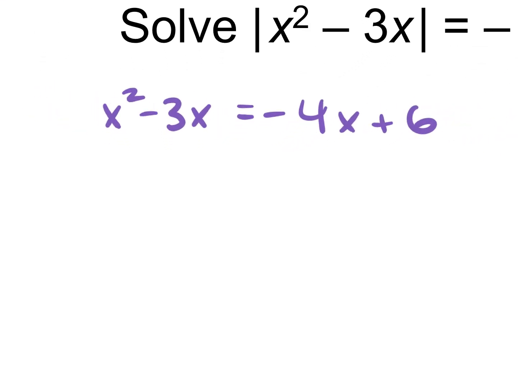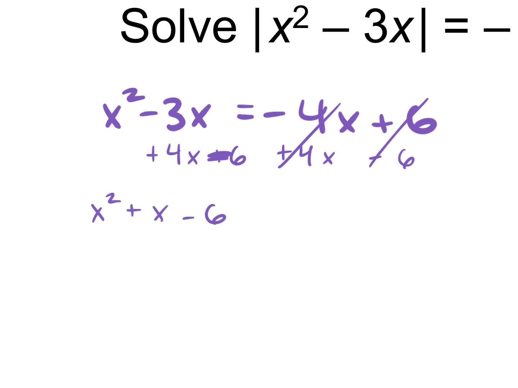Let's solve from here. What would I need to do to solve this? Add 4x and subtract 6. Move it to the other side. Why? What are we going to have to do? Factor. We see that we have an x squared and an x, so we know we have to factor, so it has to be equal to 0. So x squared plus x minus 6 is equal to 0. Do we have two factors of negative 6 that add to 1? 3 and negative 2. Awesome.